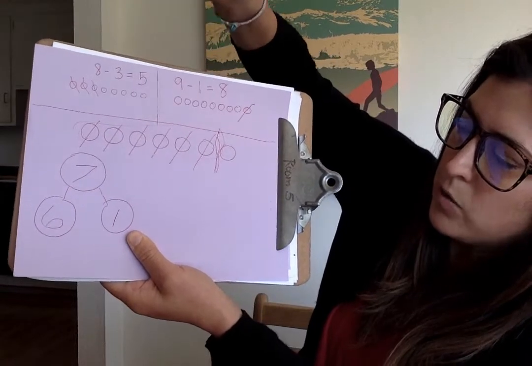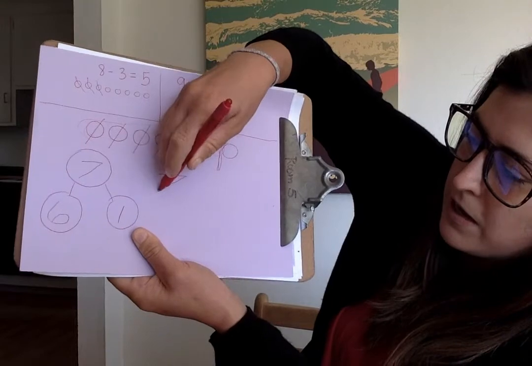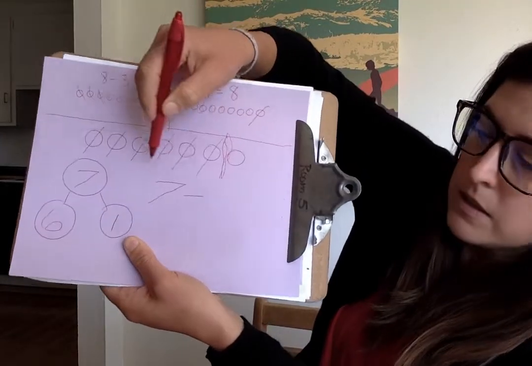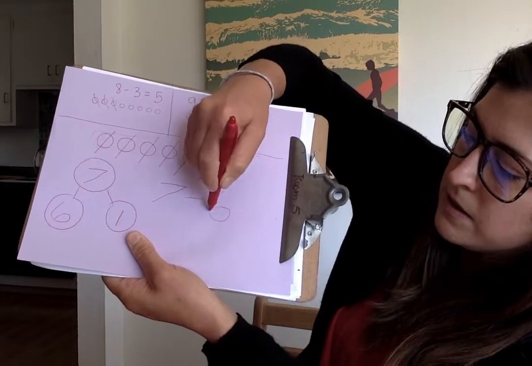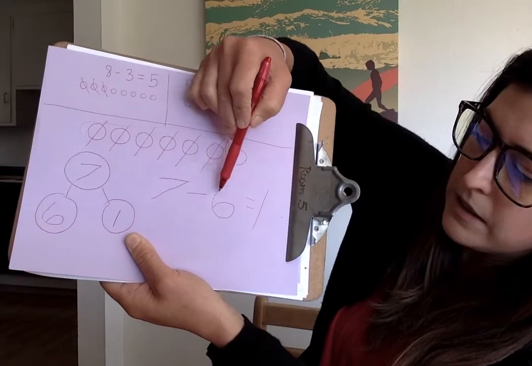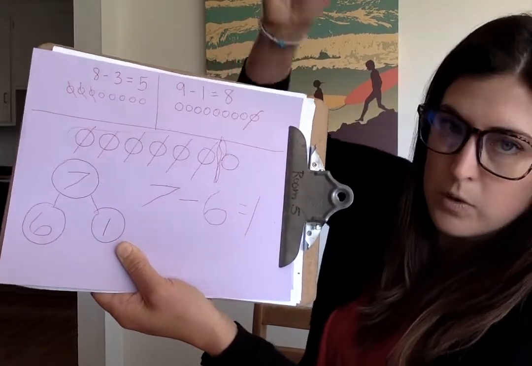So it shows 7 got broken into those 2 groups. And now to do my equation, I have to say I had 7 of something. I lost 6. And I was left with 1. 7 minus 6 equals 1, or 7 take away 6 equals 1.